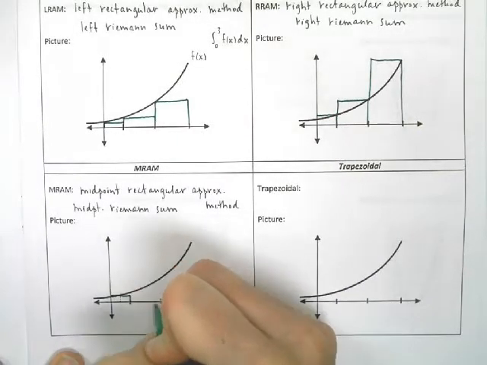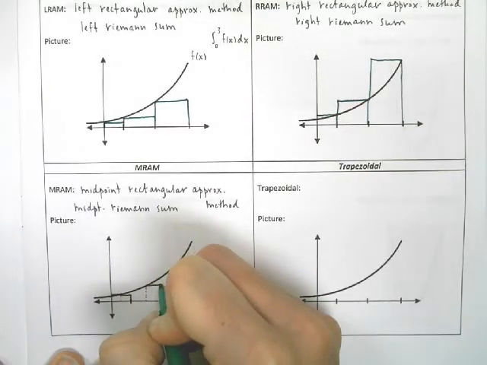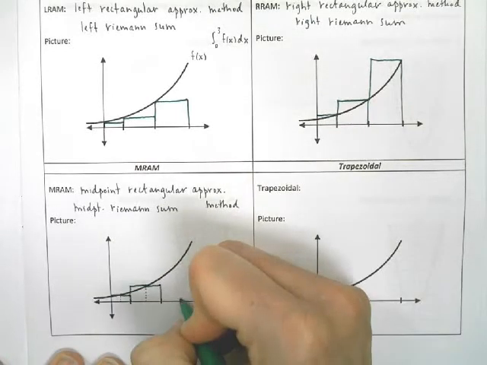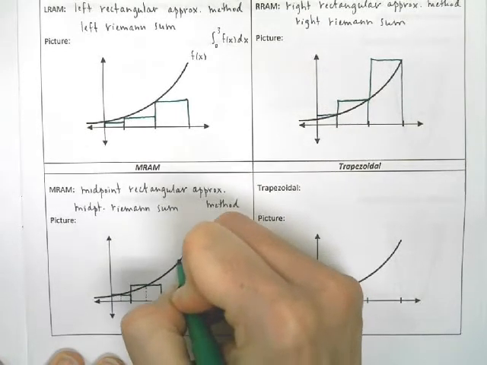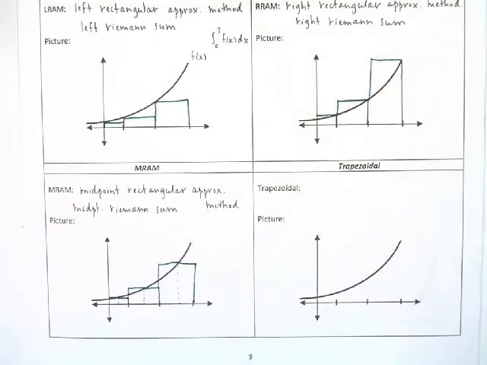So between 1 and 2, I would find the height at 1.5. That would determine the height of my rectangle. And again, if we had values here, we could find the areas of these rectangles, add them up, and that would be our approximation for the area under the curve.